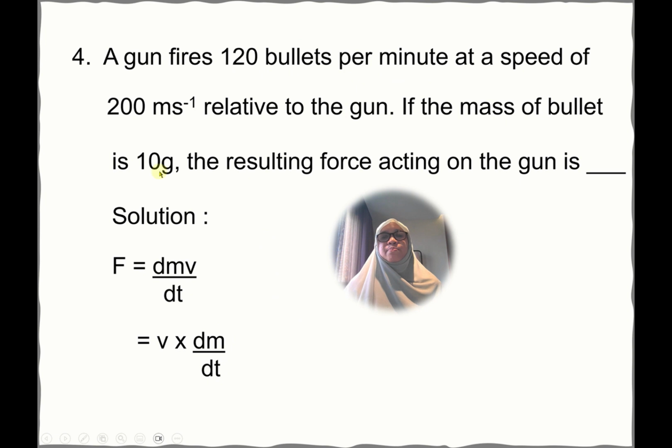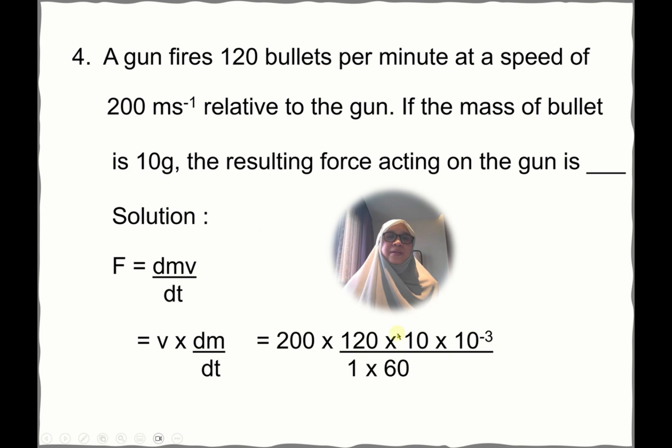Okay, so the mass of the bullet is 10 gram for a bullet. So there are 120 bullets. So you multiply 120 times 10, gram converted to kilogram, times 200 meter per second. Okay, substitute into V here. And the time taken is per minute. So per minute convert to seconds, so 1 times 60. Okay, so the answer is 4 Newton. So this is the answer.